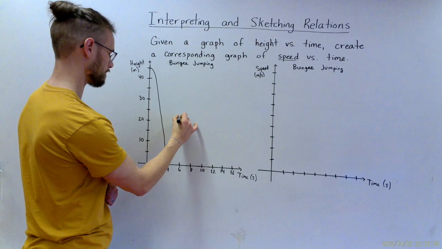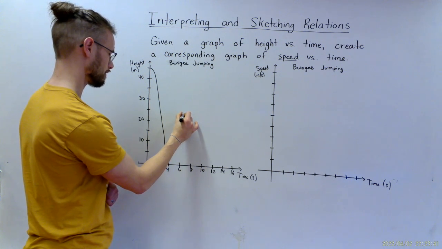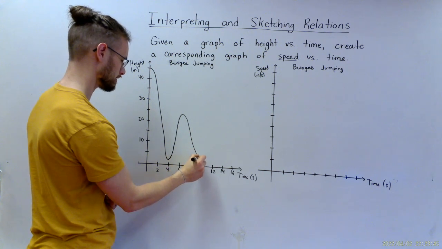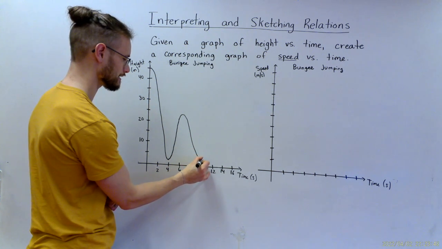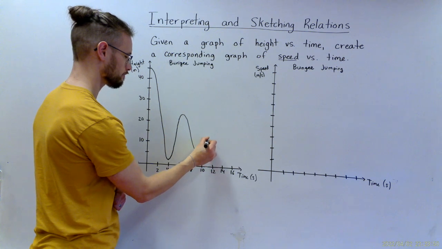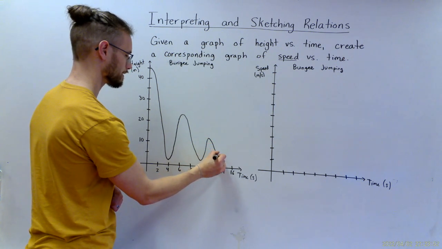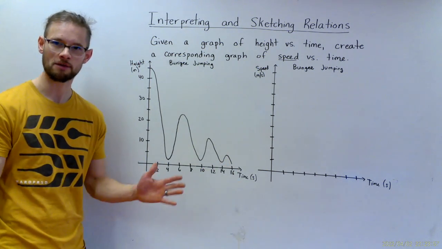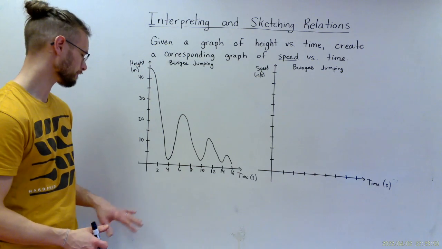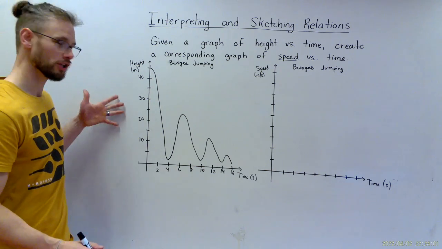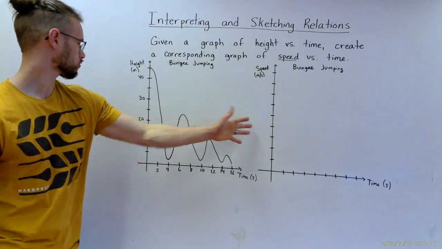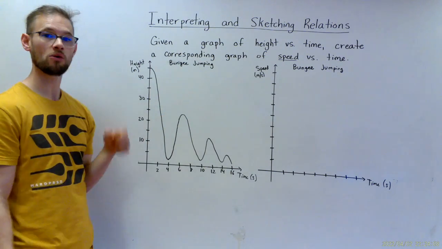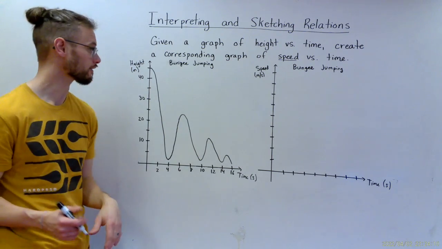Let's say that goes up till about 7 seconds. And then I'm going to turn around and drop back down. Let's say that the next turnaround point is at 10 seconds. Back up 12 seconds. Back down 14 seconds. And now just kind of another little loop. Something to that effect. Okay? Now, we're going to use this graph to create a similar graph.